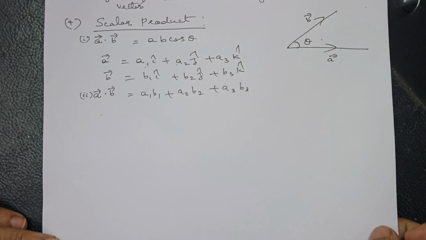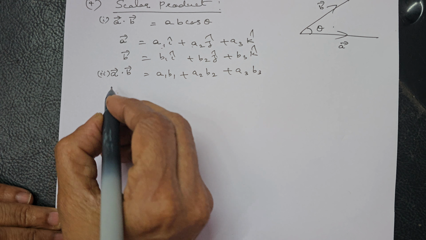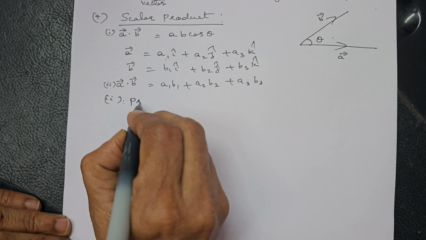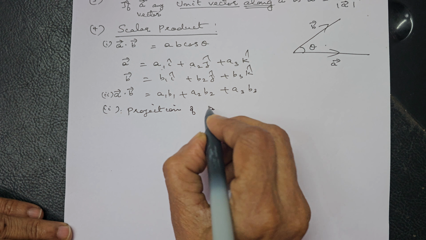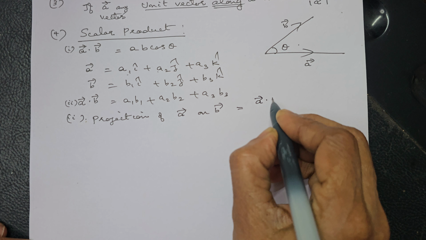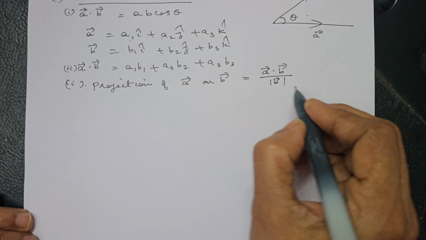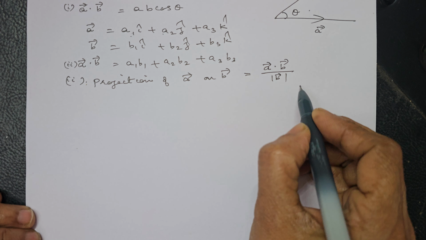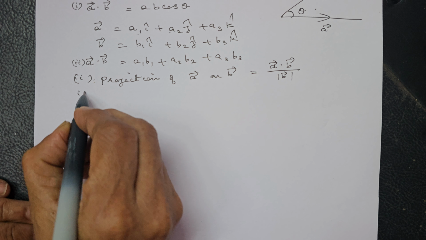Now, what are the applications of this dot product? You can find the projection of one vector on the other. Projection of a vector A on vector B is given by A dot B by magnitude of B. On B means magnitude of B. If the question is to find the projection of B on A, it should be A dot B by magnitude of vector A.